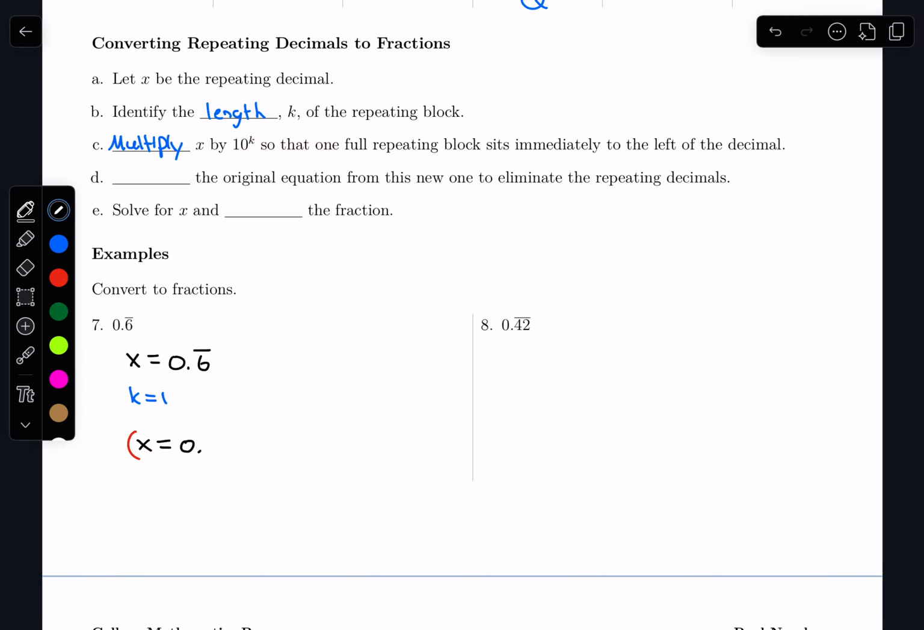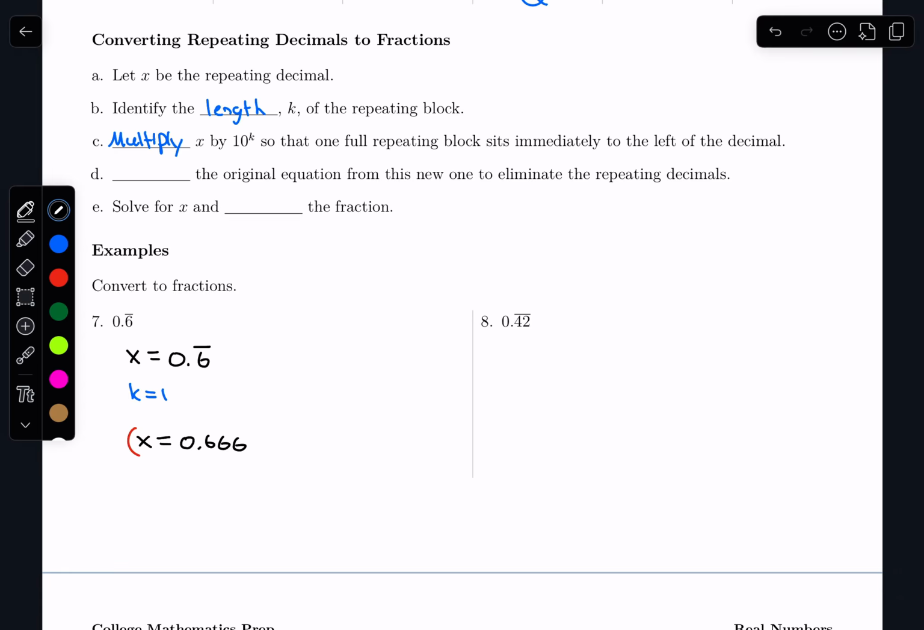And this time I'm going to write out a bunch of 6's just to represent the fact that those 6's keep going. Okay, so 0.666 with some dots after it. And we are going to multiply this by 10 to the power k, which is 10 to the power 1 because our k value was 1. When I do this step, I'm going to do it right next to it.